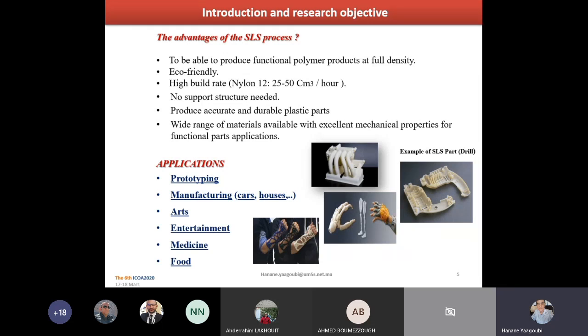So this technology is very recognized and well established, especially in the industrial sector, such as for development of prototyping and manufacturing of cars, houses, etc. And we find this technology in the arts fields, entertainment, medical, food, etc.